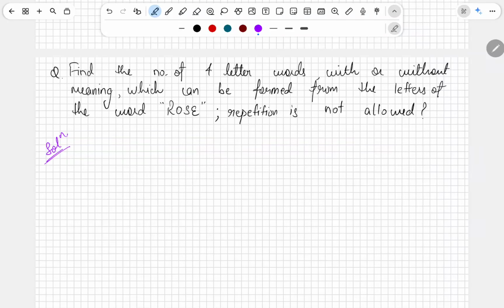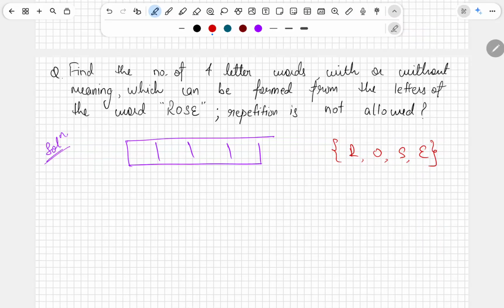Okay, now let's discuss this question. Find the number of 4-letter words. So I have to create a 4-letter word. Number of 4-letter words which are without meaning. So it is not necessary that the word must have meaning. It can be without meaning, which can be formed from the letters of the word ROSE. So my sample space is going to be R, O, S, E.